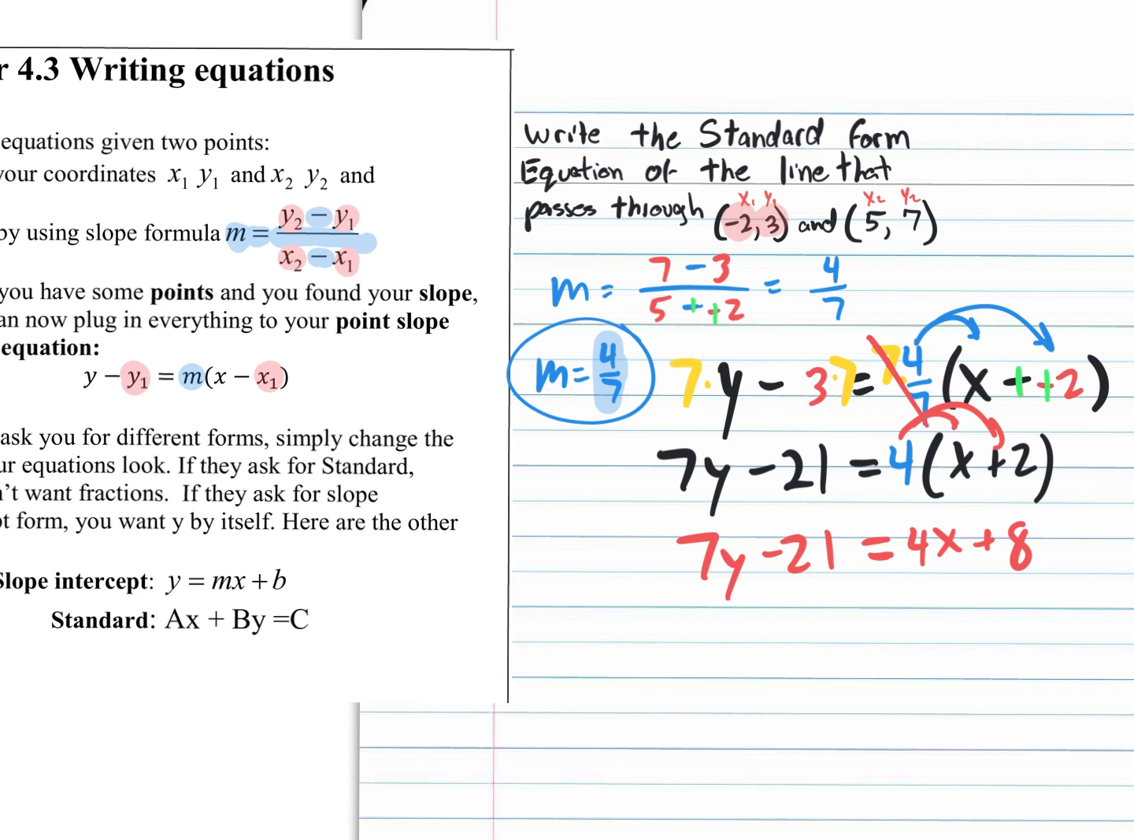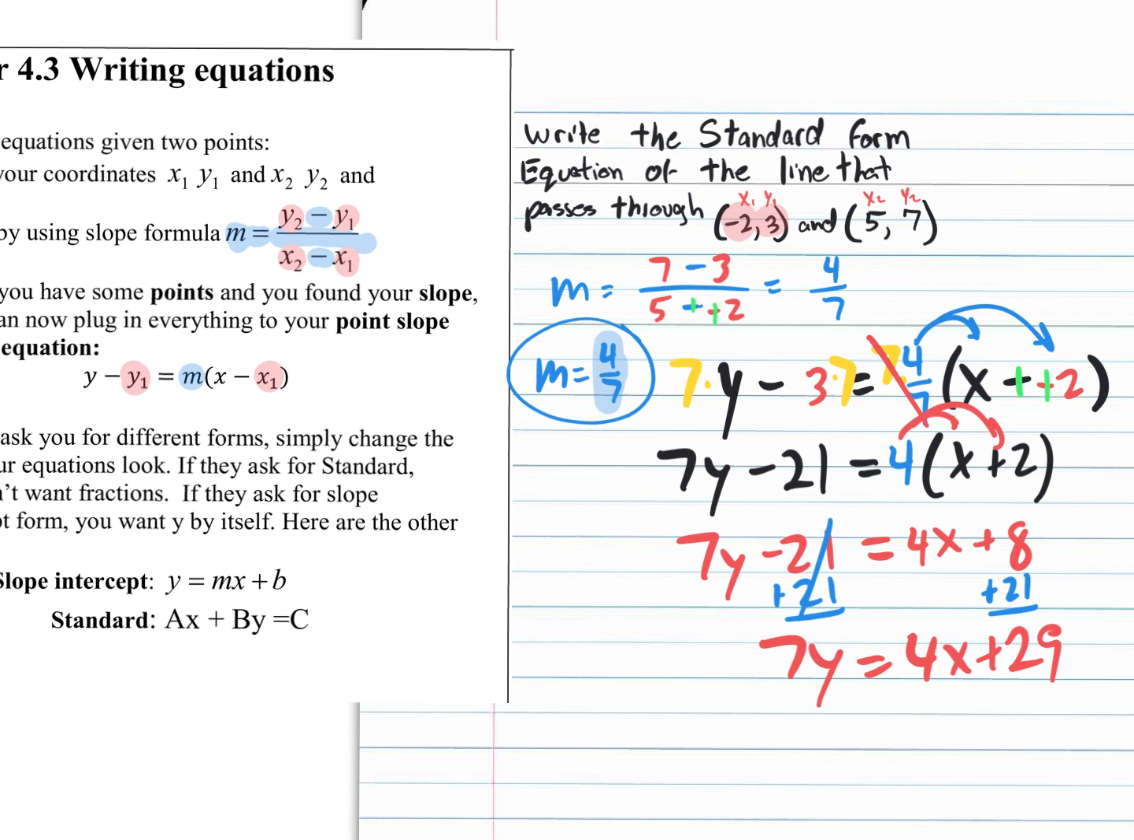So right here they are asking for standard form, but it's just as easy if they would have asked for slope-intercept. Slope-intercept is to get y by itself, so you would want to get this y by itself. If you wanted it in slope-intercept, you would have to get rid of that minus 21 by adding 21, and what you do to one side, do to the other, add 21, and you will have 7y equals 4x plus 29. And if you wanted to get the y by itself, all you'd have to do is divide everything by 7, and it would be in slope-intercept form.